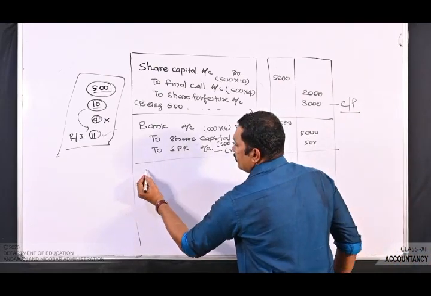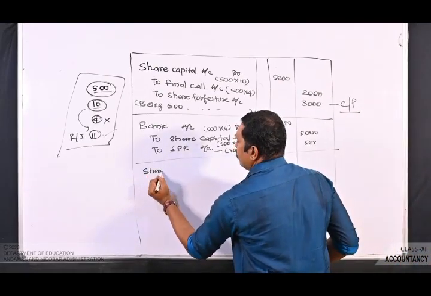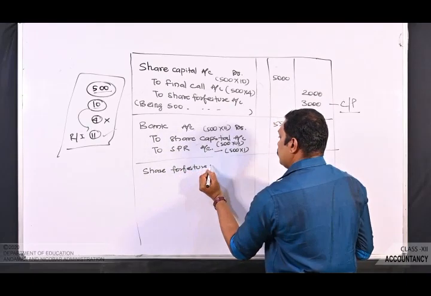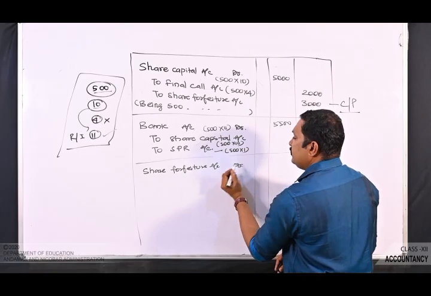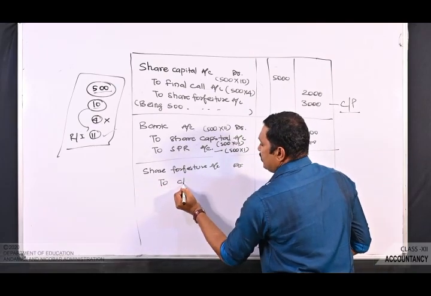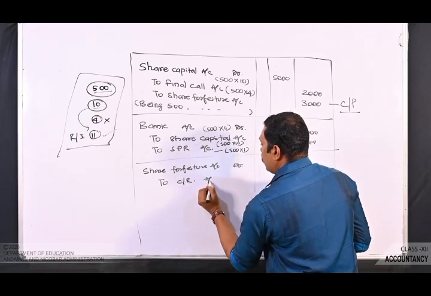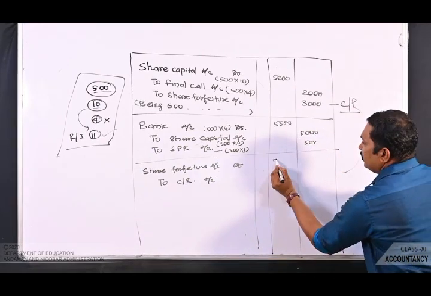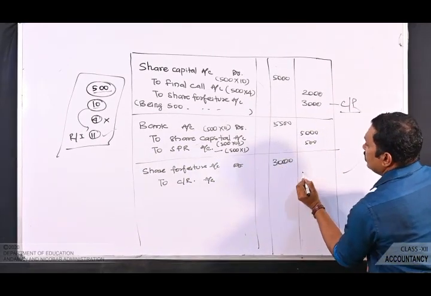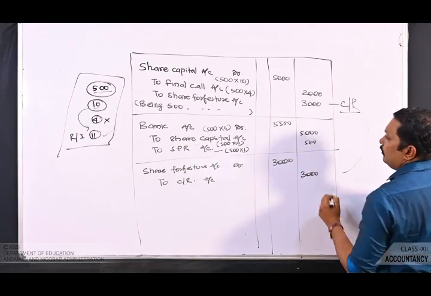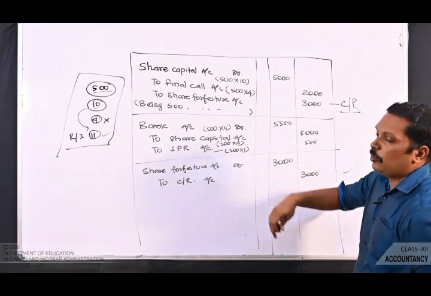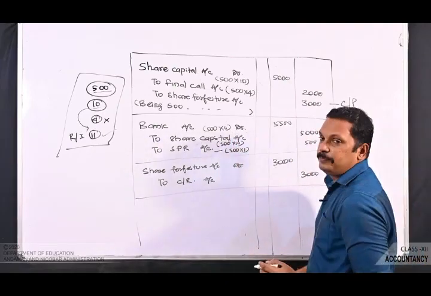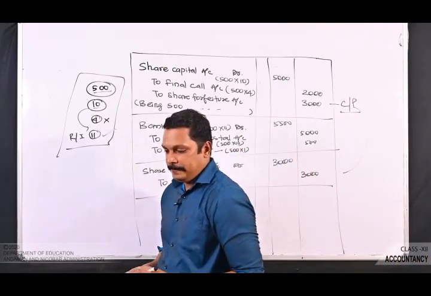Lastly, share forfeiture account debit to capital reserve account. How much capital profit do we have? Only 3000. So 3000 will be in the third entry because we don't have any capital loss here, right? So this is the third problem, right?